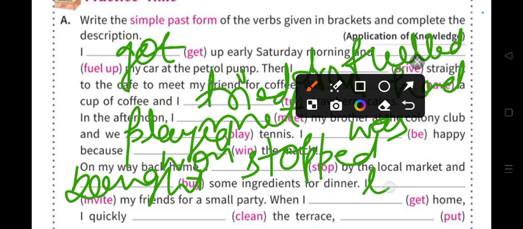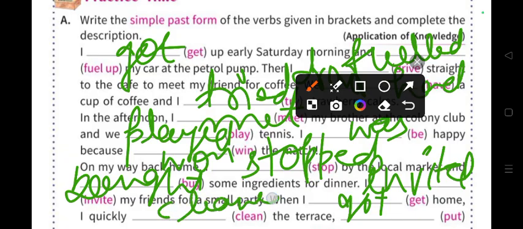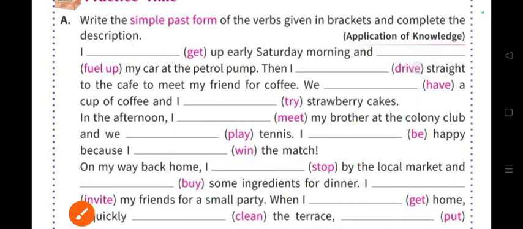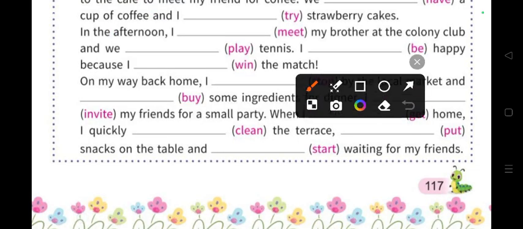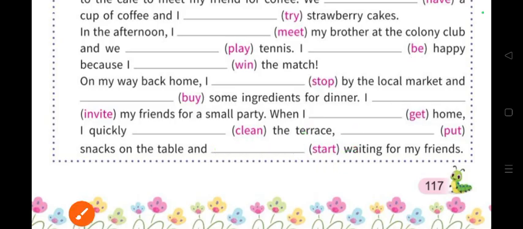I invited my friends for a small party. When I got home, I quickly cleaned the terrace and here we will put and put snacks on the table and started waiting for my friends.